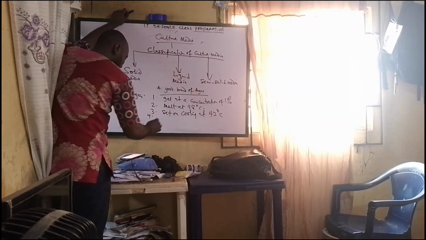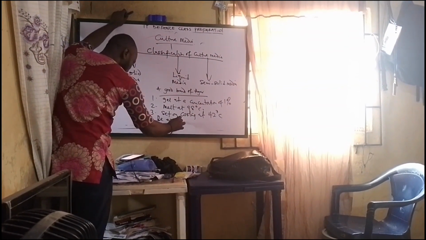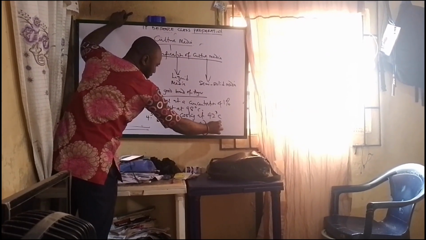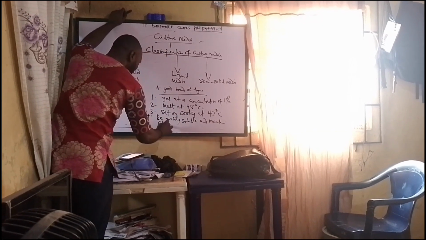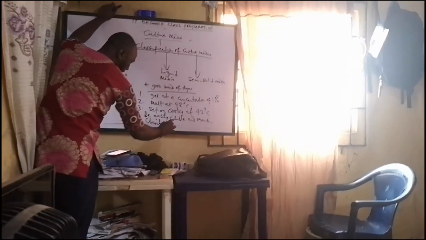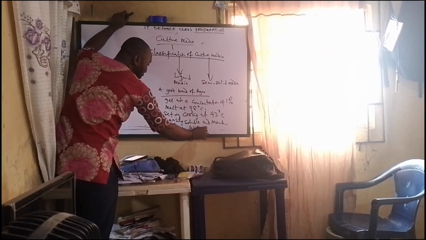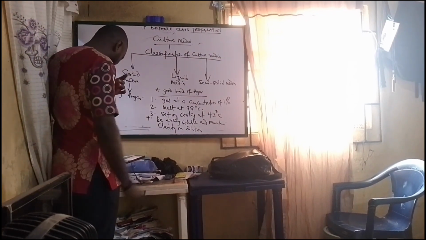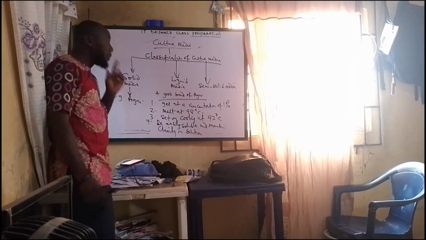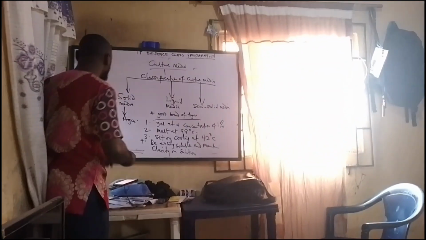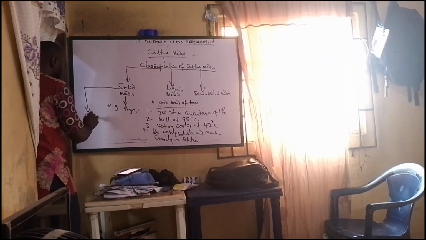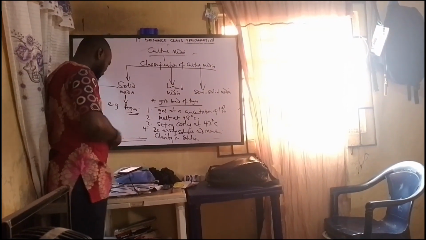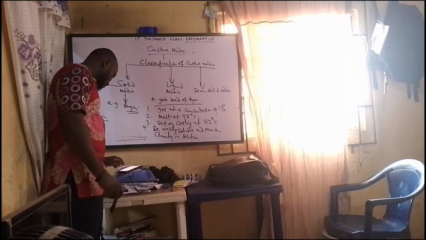Four, it must be easily soluble and maintain clarity, that is, very clear in solution. That's the reason why when we are leaving it, we allow it to become clear before you make use of it. Another thing you can use if you don't want to use agar is what we call gelatin. But agar has advantage over gelatin.